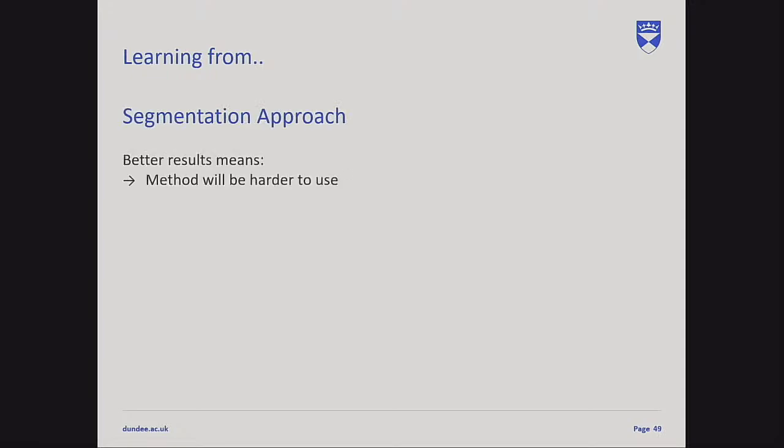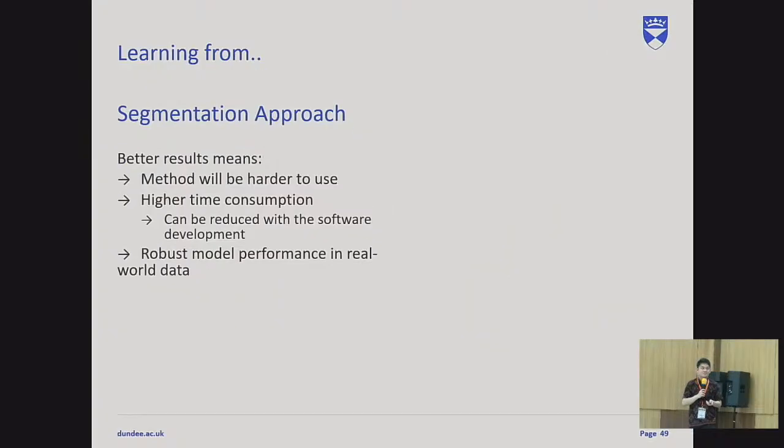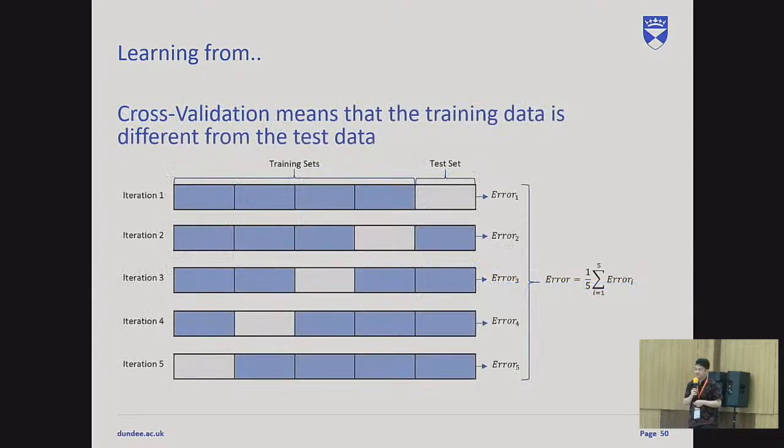From the segmentation approach, it means that if we want to have better results, the method will be harder. You cannot have good results with an easy method. It just doesn't make sense. And you will have a higher time consumption too. But it can be reduced maybe with software development. The better the software, like ITK-SNAP stops lagging, it will be faster. Segmentation information can give you a better representation of chronological age.